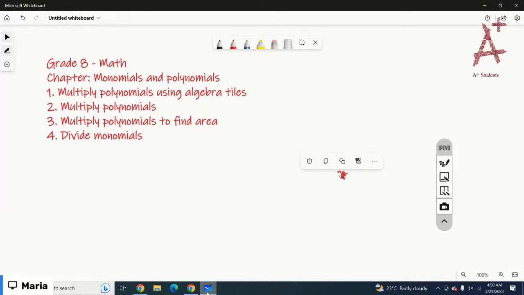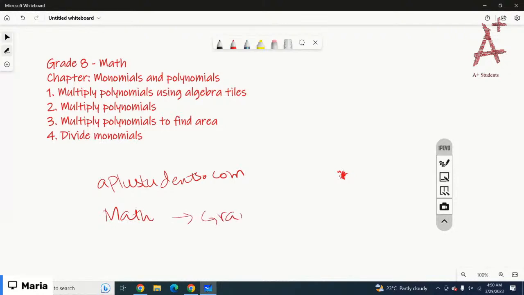So we're going to start with grade 8 maths. You can find all the lessons on aplusstudents.com. You have to log in there using your email address and password provided by the administrator. Then you have to select math from the subject tab, scroll down to grade 8 and then click on view all lessons. There you can find a list of the chapters.